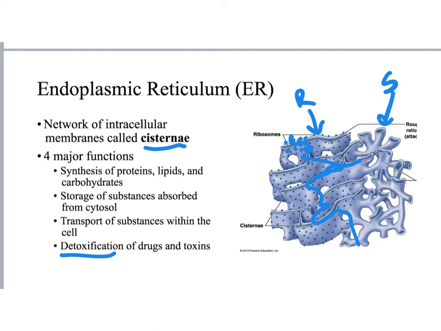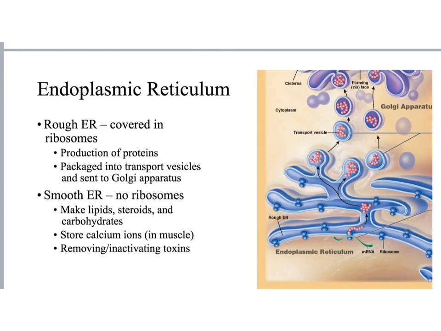And you can see that it stores some substances as well from the cytosol. But I think probably the main takeaway from endoplasmic reticulum is the synthesis here of proteins, lipids, and carbohydrates, the transport of substances, and the detox of drugs. And remember the difference between rough and smooth endoplasmic reticulum. So rough ER, I mentioned, is covered with ribosomes, and smooth ER has no ribosomes.